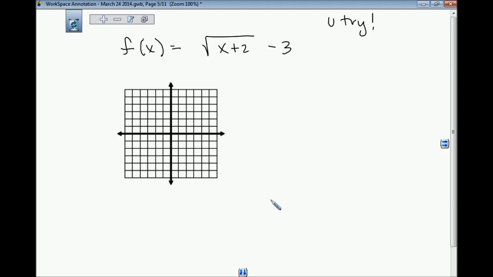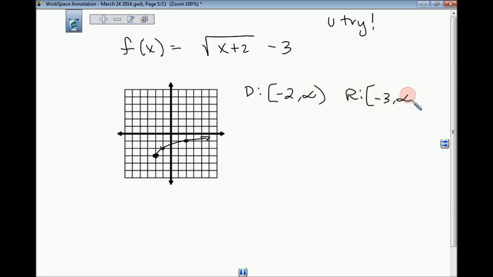What you've done? Where did you start this function? Negative 2, negative 3. Great place to start. Over 1, up 1. Over 4, up 2. And then, to the best of your ability, you drew in your little square root function. You said this function has a domain of? Good. It has a range of?